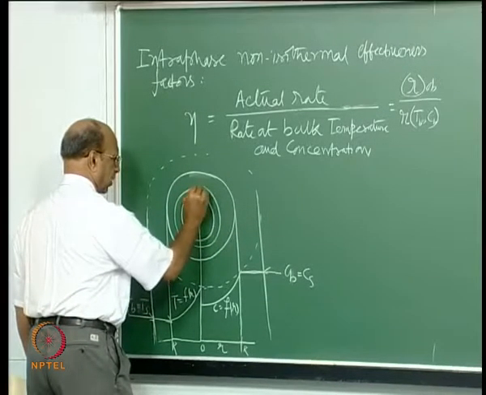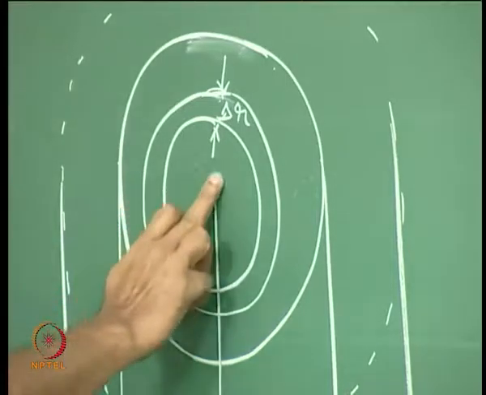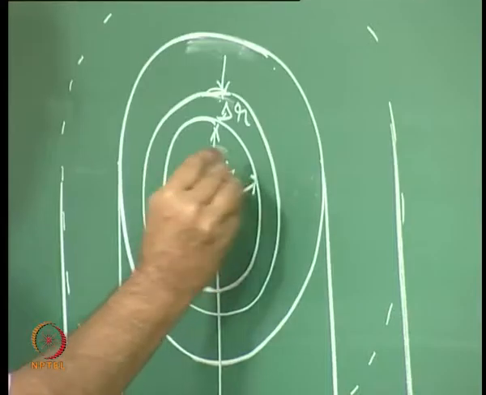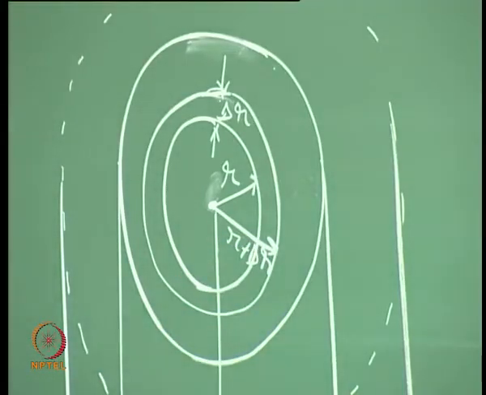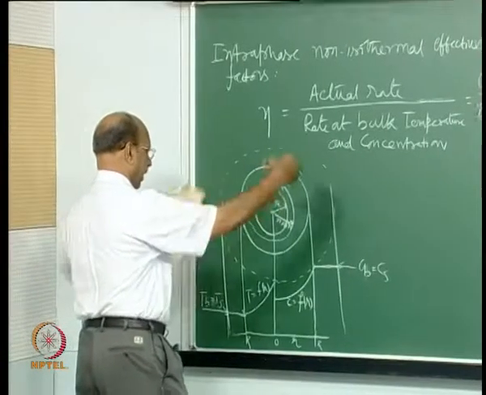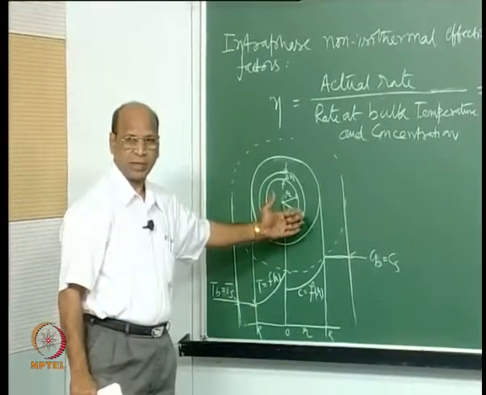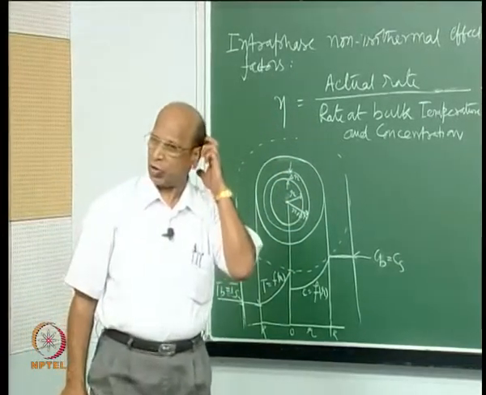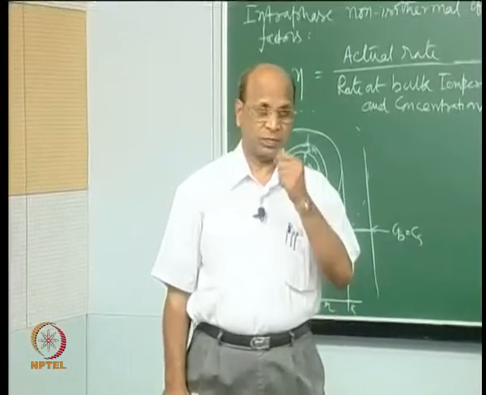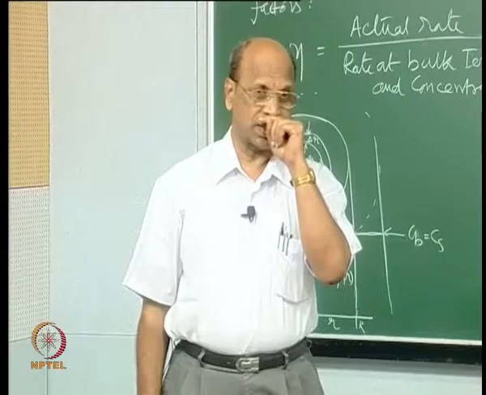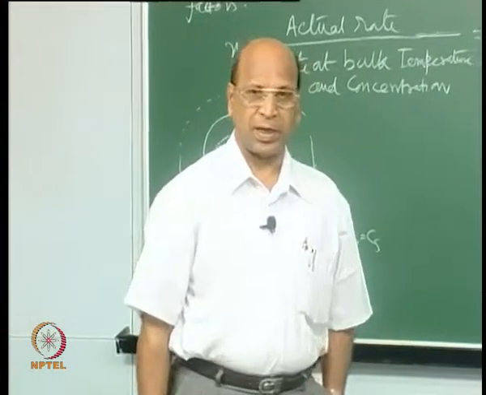So, this is a shell of thickness delta R, with small r on one side and r plus delta r on the other. Mass transfer is going in from outside, and since it is an exothermic reaction, heat is coming in the opposite direction. So you have to be careful with the coordinate system when writing the conductivity equation. What is the conductivity equation? Fourier's law: q equals minus k_e dT by dr, like Fick's law.